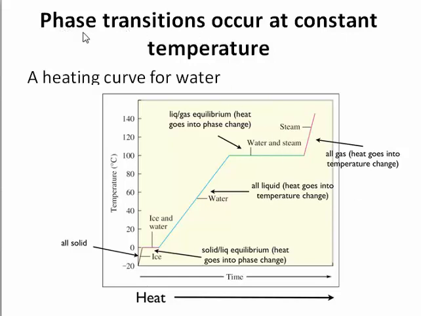One way of representing the fact that phase transitions occur at a constant temperature is with a heating curve for a substance. This diagram is a heating curve for water. Just as liquid to gas transitions occur at a constant temperature, solid to liquid transitions occur at a constant temperature, at least for a given pressure. The heating curve for water shown here corresponds to a pressure of 1 atmosphere.